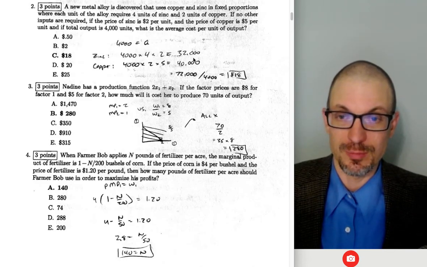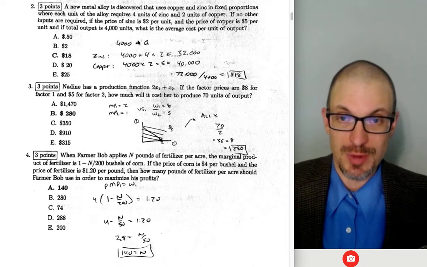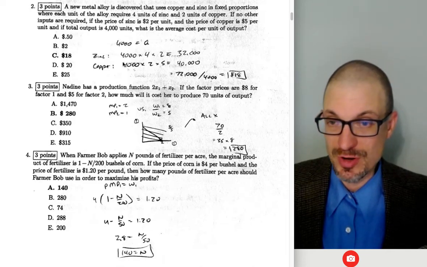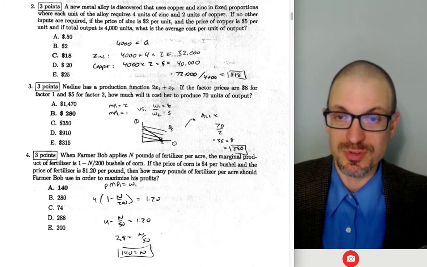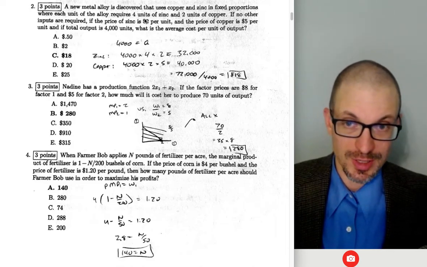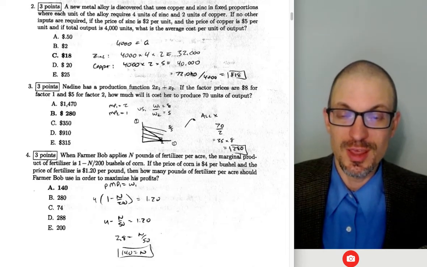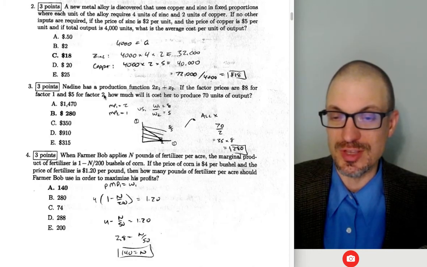And that's going to be a total expenditure of zinc of 32,000. And then at the same time, we're going to have to use 2 units of copper for each of the 4,000 units. So a total of 8,000 units of copper times $5 per unit of copper is 40,000. The total expenditure on producing those 4,000 units using copper and zinc was 72,000, and then I'll divide that by the units of output so I can get the average cost per unit of output. That's $18. Right, so that's C.